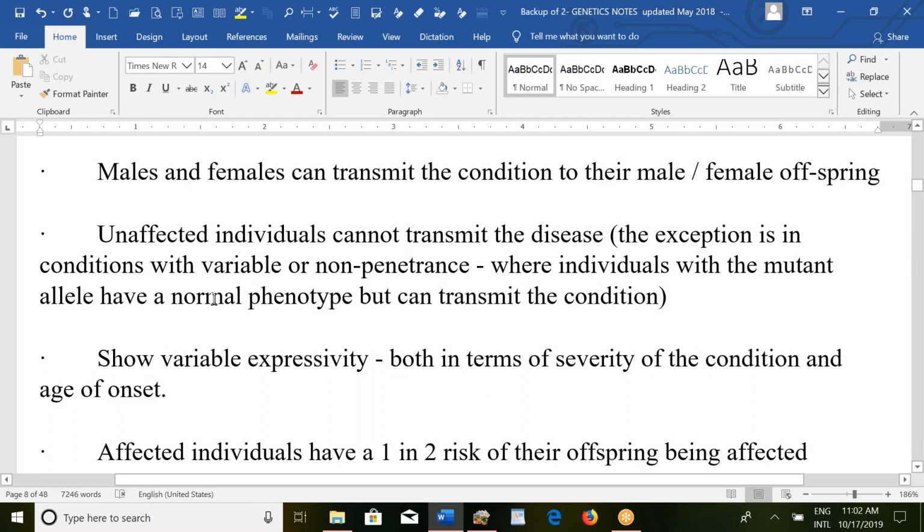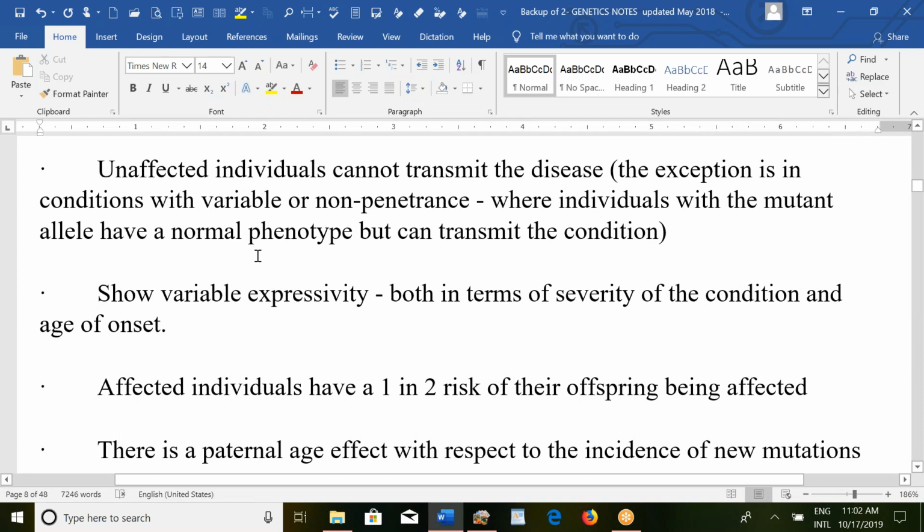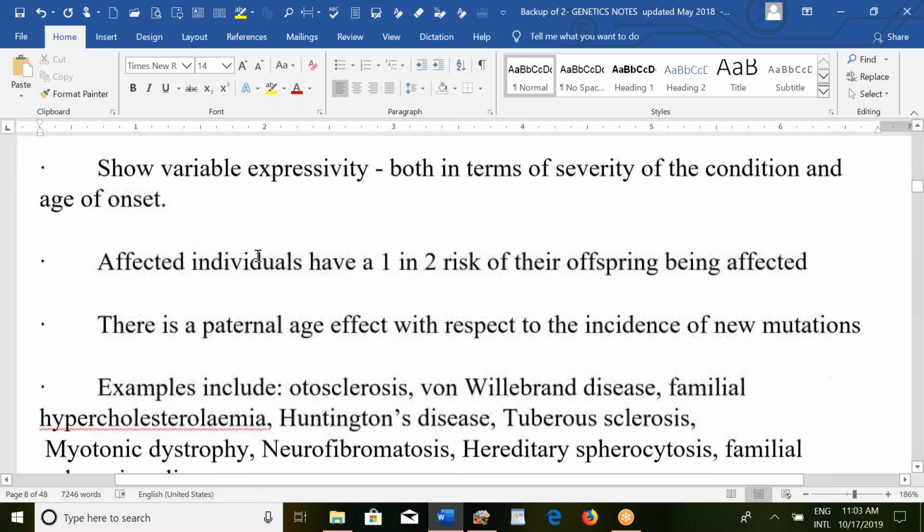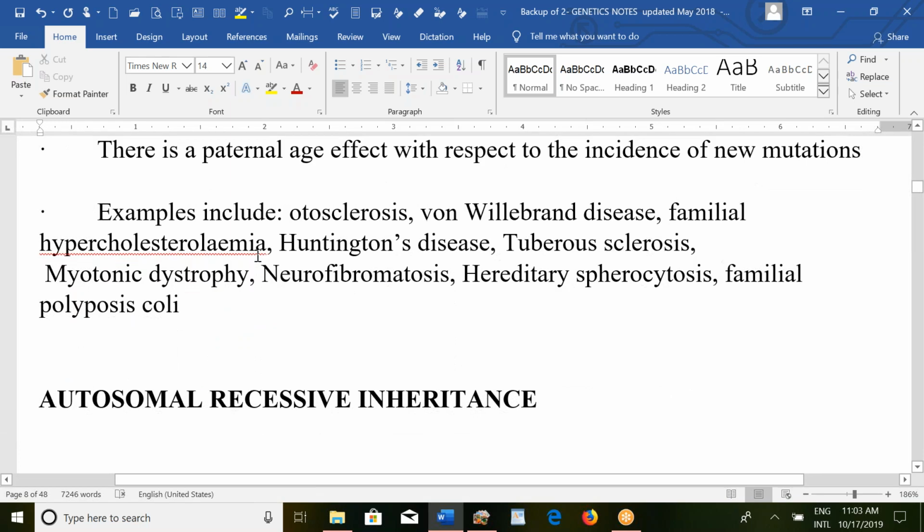Which will be the phenomenon? It will be variable or non-penetrance. Variable expressivity means that several persons have inherited the disease but show different intensities of the disease, how deeply or how severely an individual is affected. Autosomal dominant disorders show variable expressivity, both in terms of severity of the condition and age of onset. Affected individuals have a 1 in 2 risk of their offspring being affected. There is a paternal age effect with respect to the incidence of new mutations.